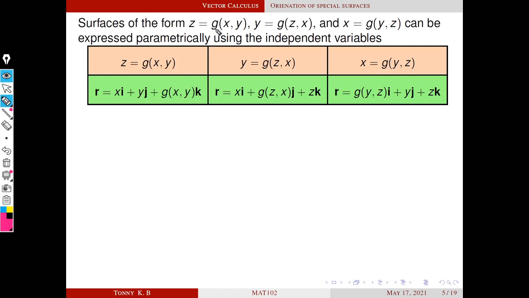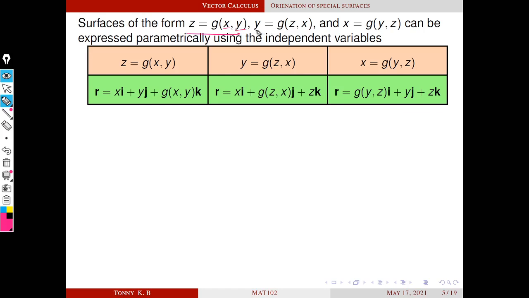Then what is the advantage of this special case? Suppose we consider the first case, z is equal to g(x,y). Then we can parameterize these types of surfaces using these two independent variables. Because z is already in terms of x and y, you can convert everything in terms of x and y. So only two things, and two things means they are the parameters. Here we can treat x and y as u and v.